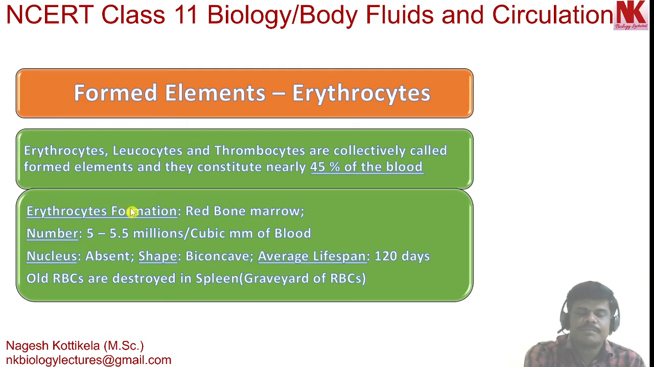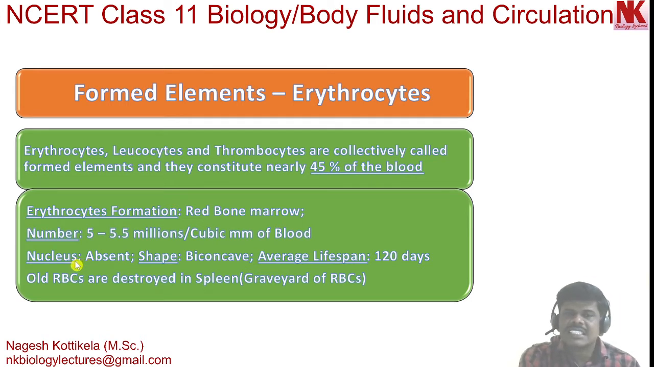Erythrocytes are formed in red bone marrow. And the number of RBCs is 5 to 5.5 million per cubic mm of blood. So, among the three different types of blood corpuscles, RBCs are most abundant. Okay, 5 to 5.5 million per cubic mm of blood is the number of RBCs.